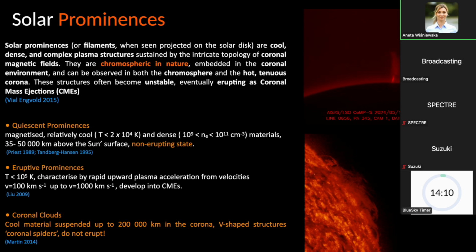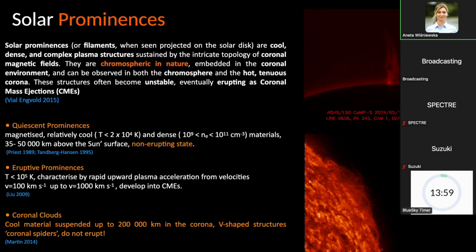So first, I would like to remind you what solar prominences are. Those are cool, dense, and complex plasma structures sustained by the intricate topology of the coronal magnetic field. They are chromospheric in nature, but can be observed in both the chromosphere and the hot tenuous corona as well. And what is important is that the structures often become unstable, eventually erupting as coronal mass ejections.